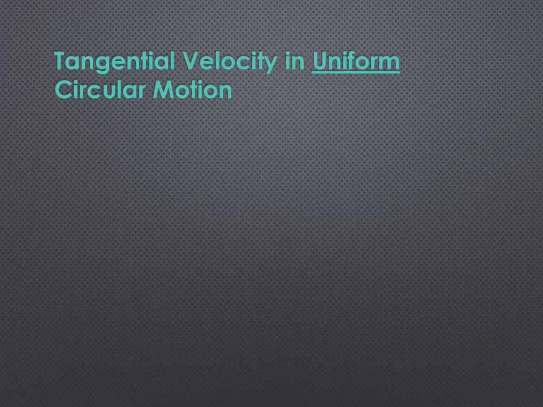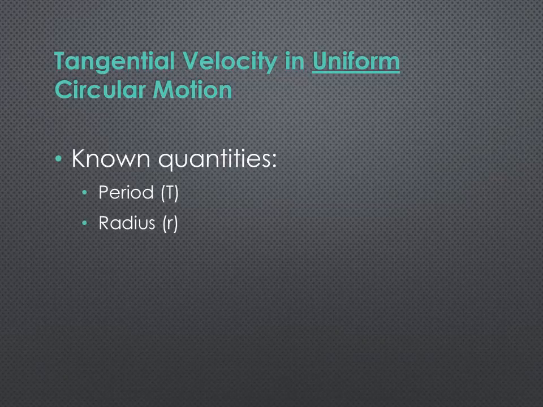Okay, back to work. Let's talk about tangential velocity in uniform circular motion. What this means is something that has a constant period, so it has a constant speed. The velocity is only not constant because it's changing direction. We're going to assume that we know the period of this motion and the radius of the circle.